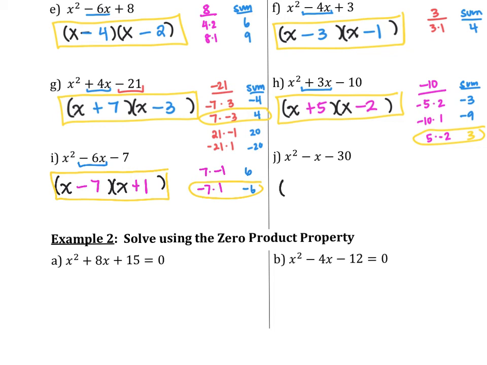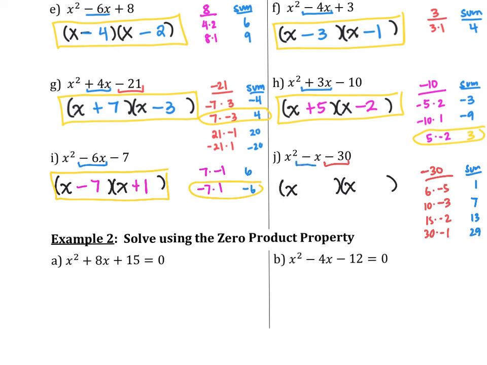Okay, let's do this one. X. Okay, the last term is a negative 30. Okay, so let's see, 6 times negative 5, 10 times negative 3, 15 times negative 2, 30 times negative 1. What do these add up to? 1, 7, 13, 29. What do I want it to?